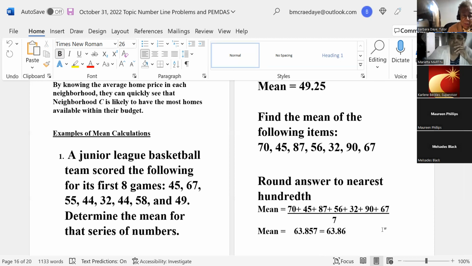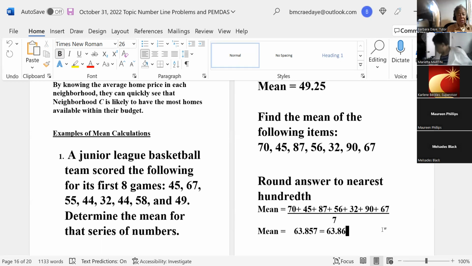Add up all the items, divide by the number of items to get the mean, and they don't have to be in order. But when we get to median, you'll see they have to be in order. For mean, they don't need to be in order. One of the things you should know is how to find the mean or average when given a certain number of items and their values.